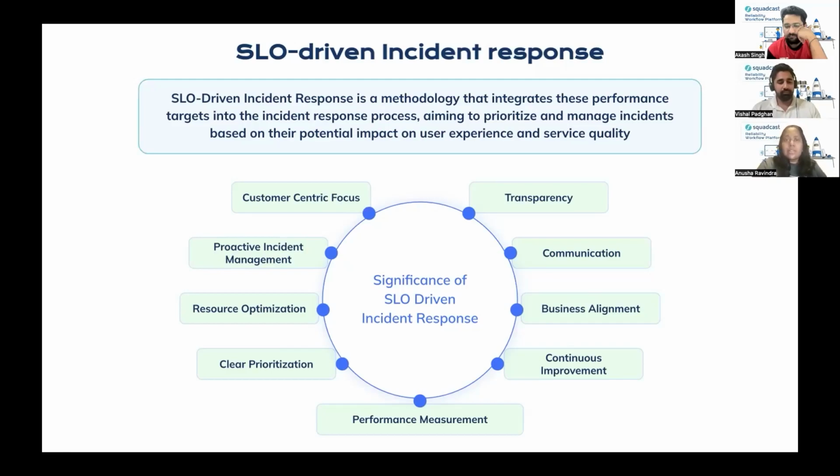Organizations can also leverage this SLO-driven incident response as a feedback loop for continuous improvement. By analyzing the incidents that have occurred and the impact that they had on the SLOs that have been set up, teams can identify patterns, if any, right? And based on this, they can make informed decisions and implement changes that lead to overall service enhancement.